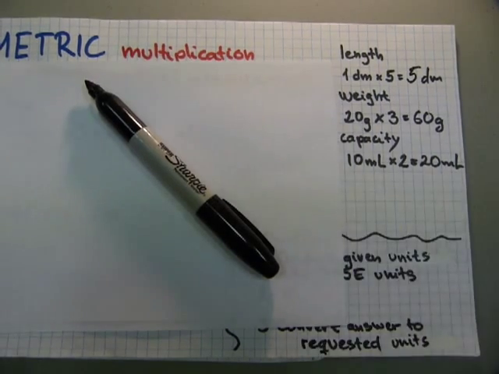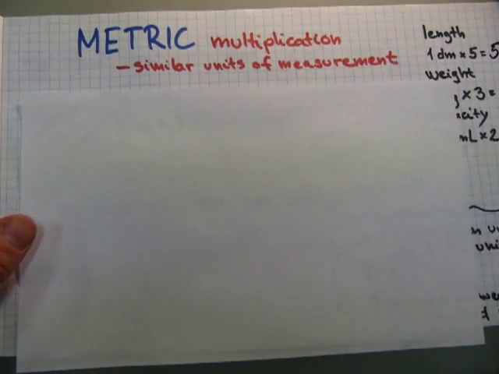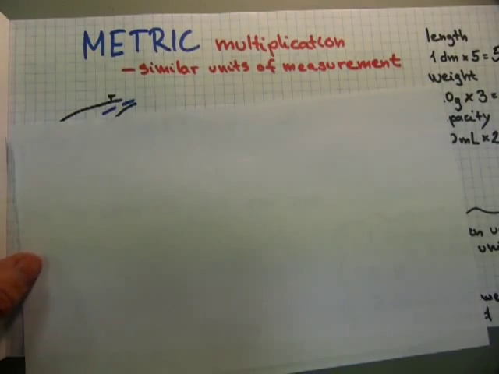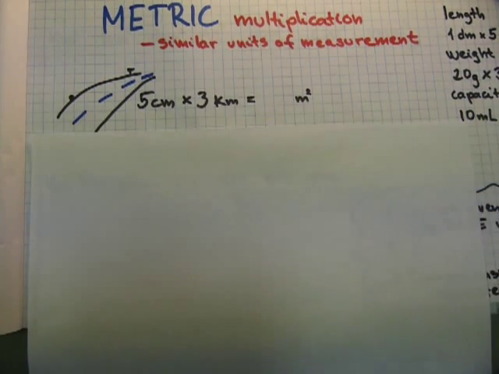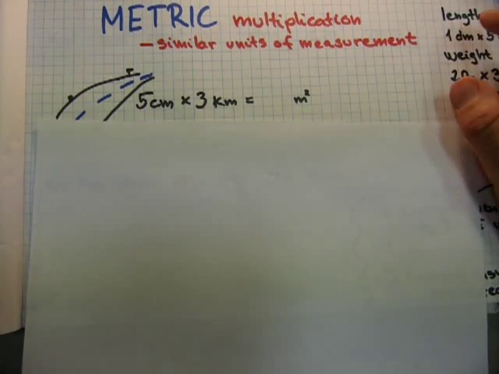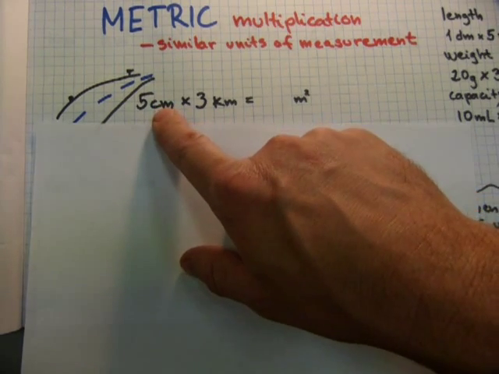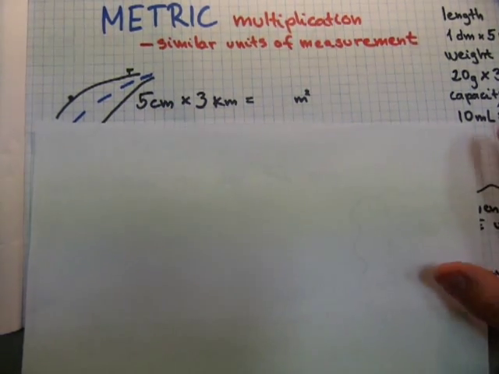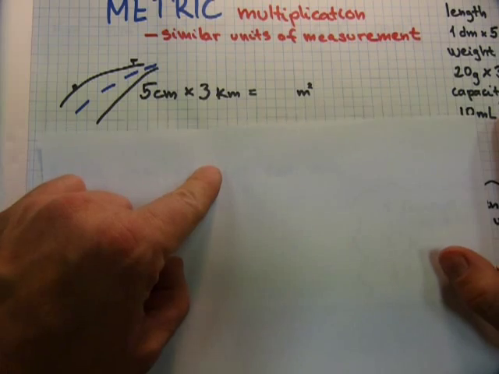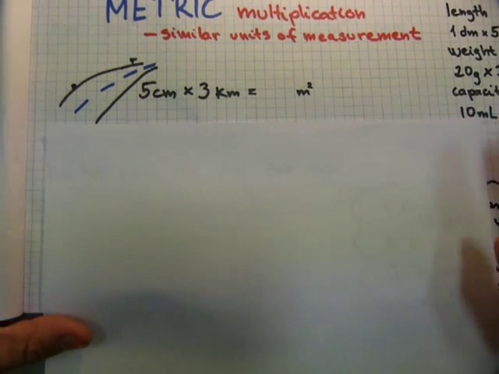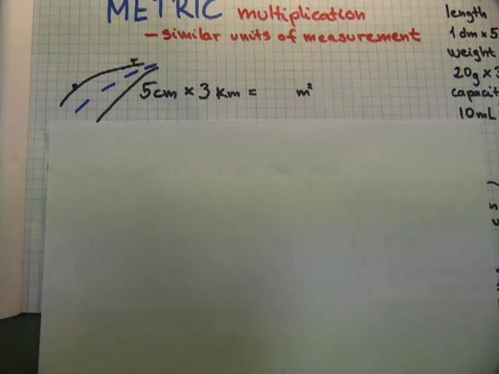There is a more complicated one that's done with, sorry about the camera, that's done with similar units of measurement, and this is what I mean by similar. I mean length, particularly length. Here's a road painting problem. We're painting a line on the road that's 5 centimeters wide and goes on for 3 kilometers. The question is, how many square meters of paint do we need for this paint job?